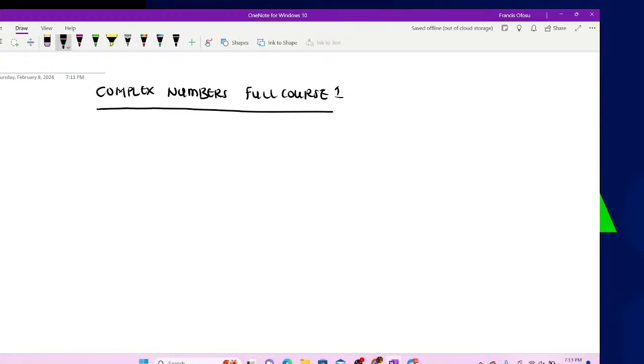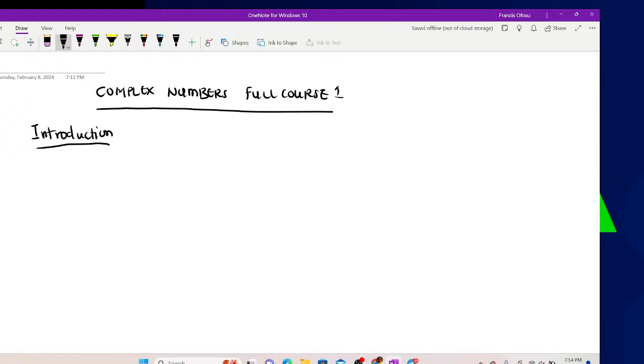So by the end of this tutorial, we will cover everything under complex numbers. To begin with, we start from the introduction of complex numbers. When we begin complex numbers, one may ask, why do we do complex numbers, or why complex numbers?